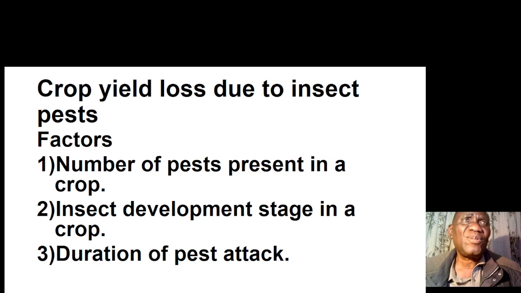So crop yield loss due to insect pests, what are the factors which are important? It could be the number of pests present in a crop. Also the insect development stage in a crop, and the period of the pest attack, the duration of the pest attack, can contribute to crop yield loss.